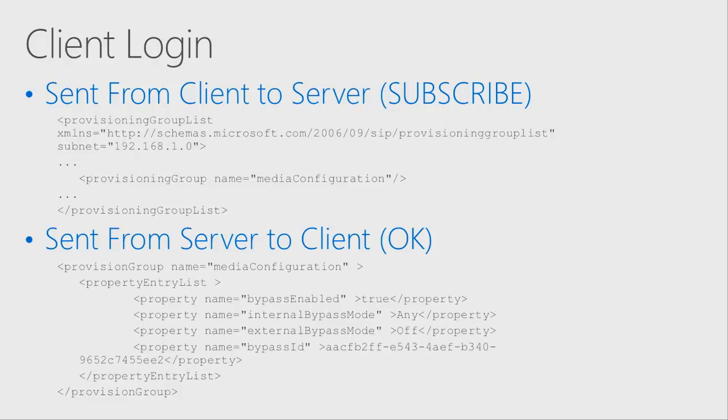And then we send the information back from the server to the client. And this is sent in a SIP OK message. It's buried in a lot of other information because of all the inbound provisioning, and there's several of these that go over for different parts of the inbound provisioning. So it's done in the media configuration section. And here we've got where the bypass is enabled, whether we use the internal bypass, and the bypass ID. The bypass ID is a long number at the bottom.